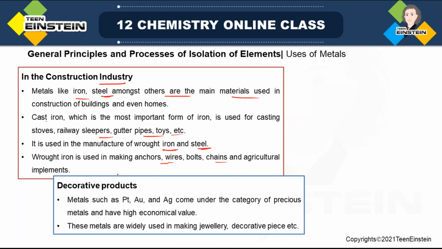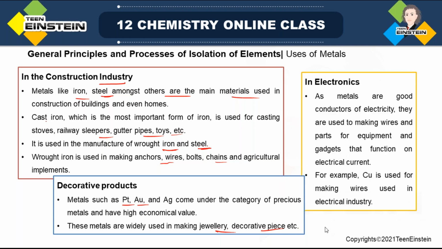Another field is decorative products. Now when we are talking about decoration, it is obviously the costly metals that will be used here. Here you will not see the use of iron and steel like that. So here we are using these costly metals, platinum, gold, silver, because they are precious metals with high economic value. For making jewelry and decorative pieces also, these are used.